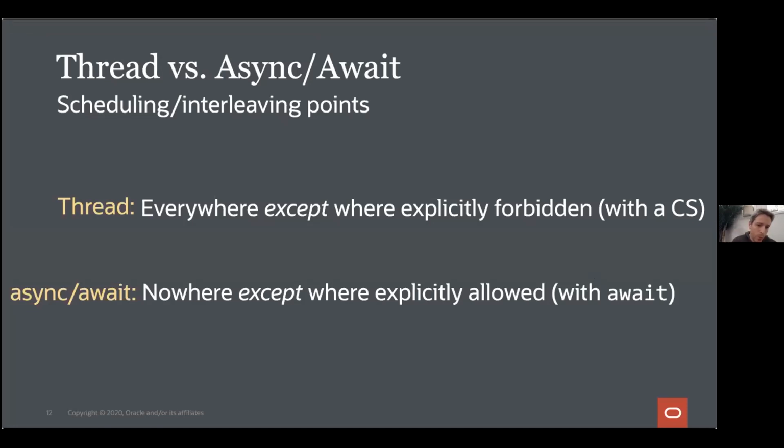The first difference we look at is a semantic difference. Threads and async await have different defaults regarding scheduling points. Those are the points in the code where the scheduler is allowed to suspend a process from running on a processor and schedule another, interleaving the two. For threads, the scheduler is allowed, it doesn't have to, but it's allowed, to interleave another thread anywhere except where explicitly forbidden with a critical section that we can express as, say, a lock. With async await, such interleaving can happen nowhere except where explicitly allowed with await.